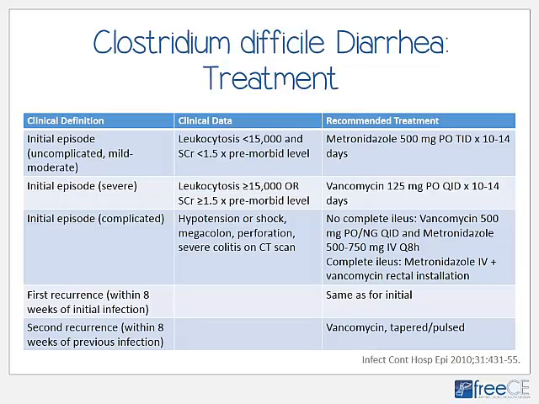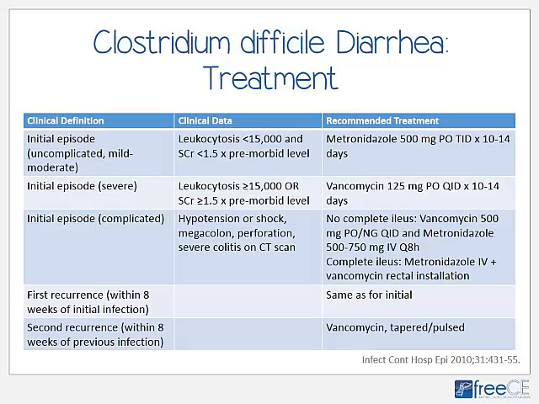Now, if we have an initial episode that's complicated and the patient has a complete ileus, now we're going to use IV metronidazole, same dosing listed above, with rectal instillation of vancomycin. So knowing whether or not the patient has an ileus is important. So those are our treatment options for initial episodes, and it's based on the clinical data which determines how severe the infection is.